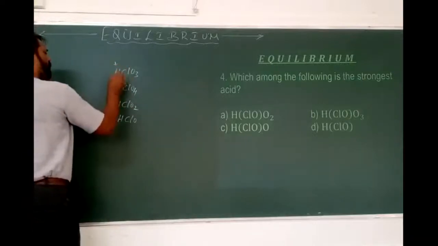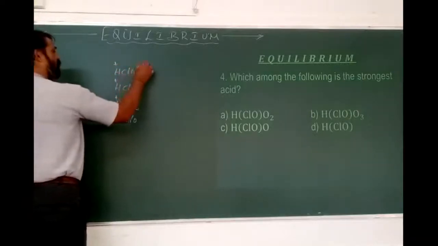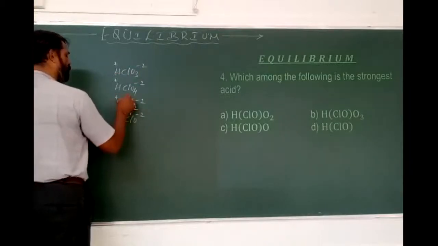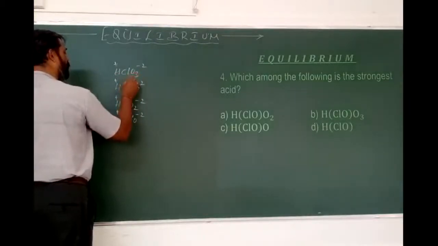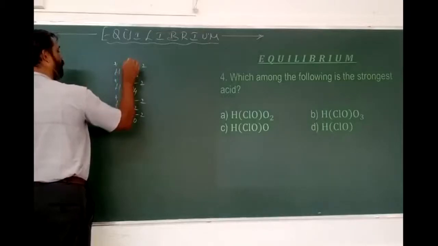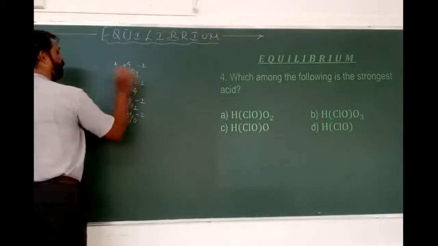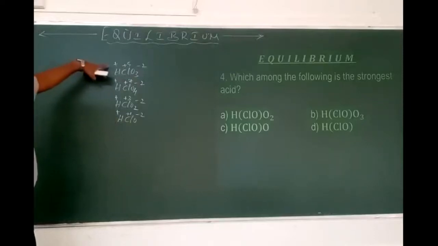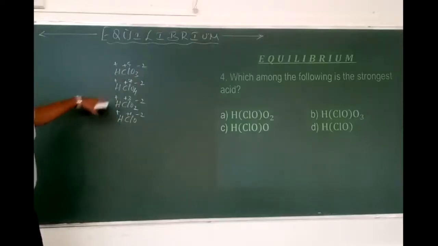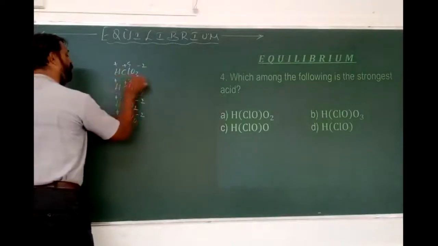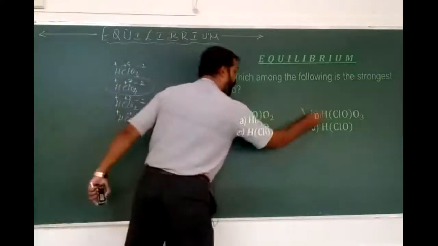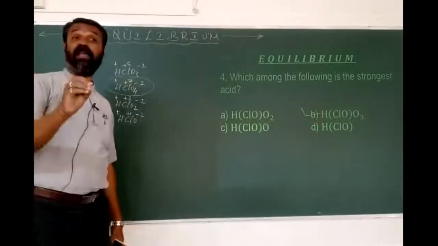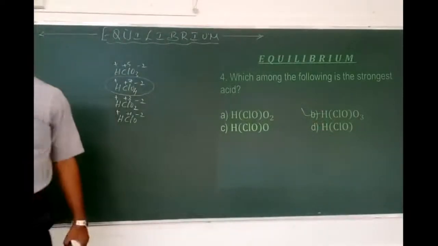No doubt it is an acid, so hydrogen is plus 1. Oxygen is minus 2. Therefore, this is found to be plus 1, this is plus 3, here it is plus 5. Sorry, this is plus 7. Hypochlorous acid, chlorous acid, chloric acid and then perchloric acid, which has the highest oxidation state, is the answer B, perchloric acid. The higher the oxidation state of the central atom, the higher is the acidic strength.